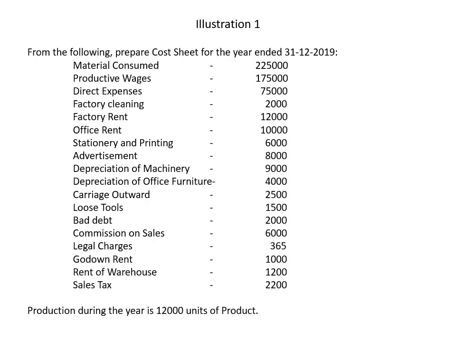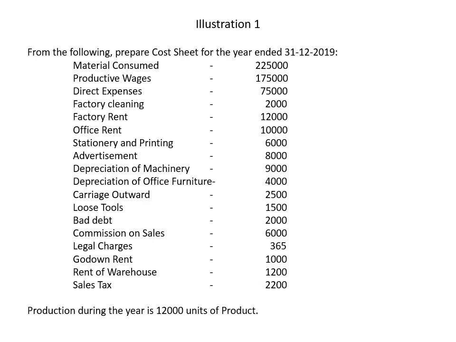Depreciation on machinery, since machinery is used in the factory, it is coming under factory overhead. Depreciation of office furniture, very simple, it is coming under office and administration overhead. Carriage outward, it is an expense which is related to selling of goods to the consumers, so it is coming under selling and distribution overhead. Loose tools, which are used in the factory, coming under factory overhead. Bad debt, it is related with debtors, that is customers, so it is coming under selling and distribution overhead. Commission on sales, clear, under selling and distribution overhead.